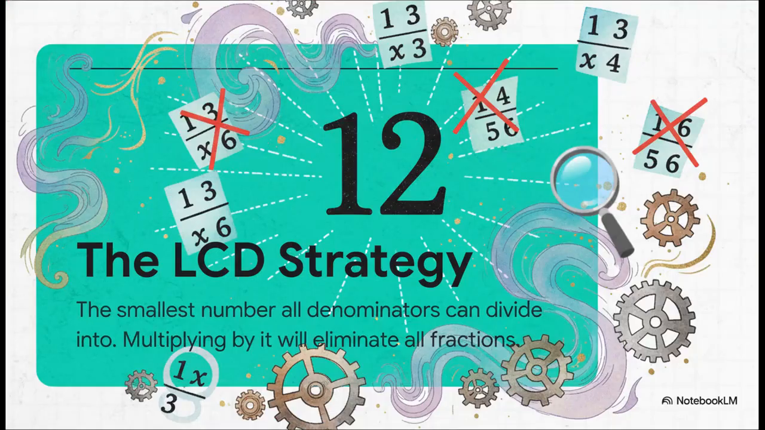So, what is this magic trick? It all comes down to something called the LCD strategy. The whole key is finding the least common denominator, or LCD. That's just the smallest number that all of your denominators can divide into perfectly. Once you find that magic number, you can use it to literally cancel out every single denominator in the equation.